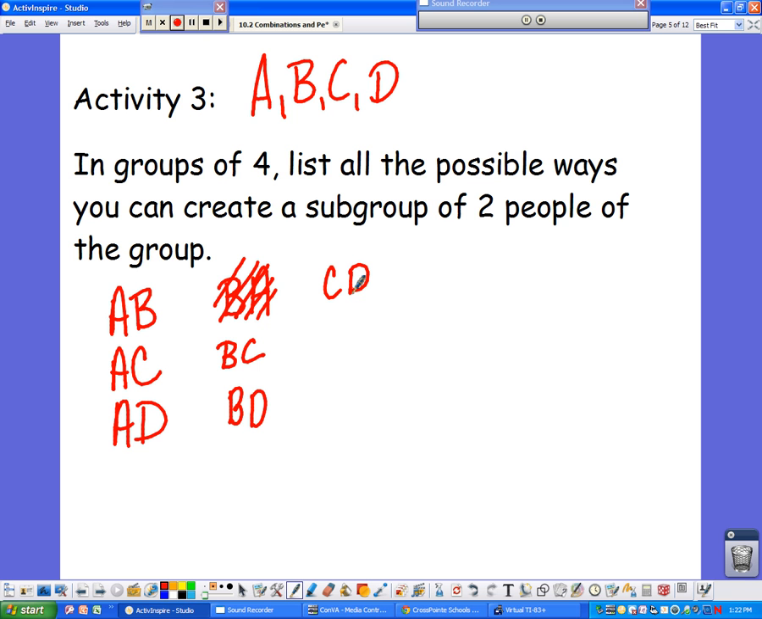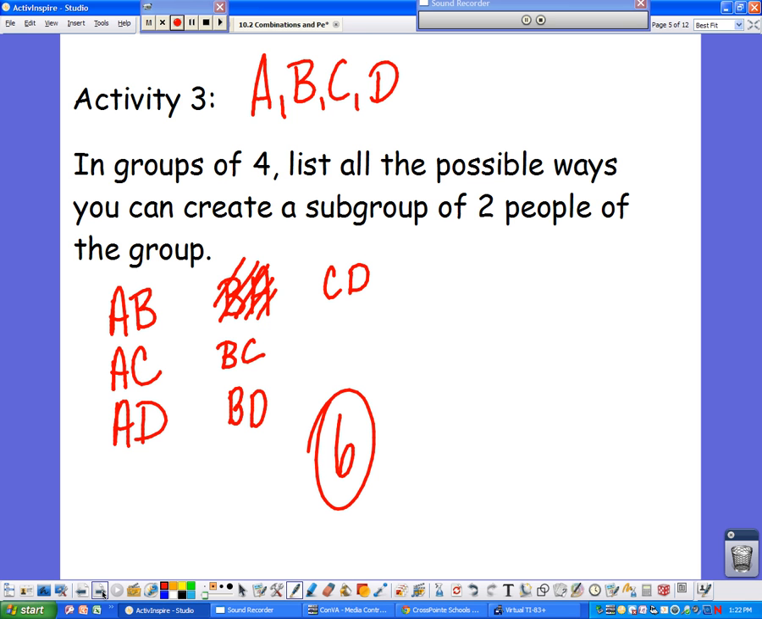And then if you look at D, well, what happens if I pick D first? Well, D's already matched up with A, D's already matched up with B, and D's already matched up with C. So you quickly find out we have 3, 4, 5, we have 6 different ways that we can pick 2 people out of 4 people. Okay, we were just picking 2 as a group.